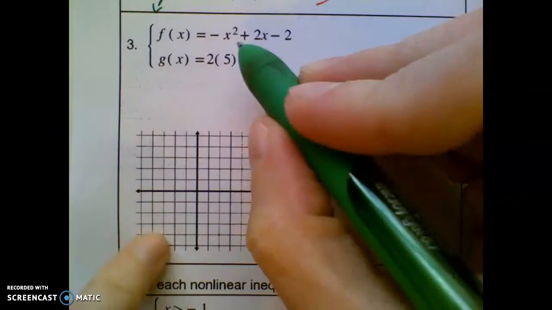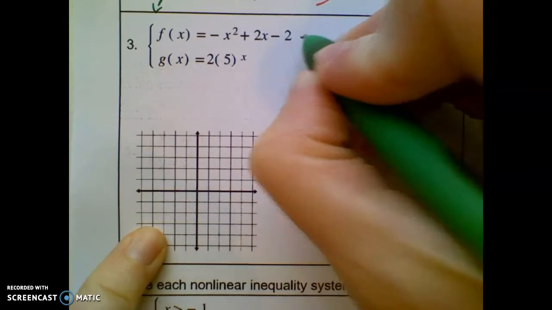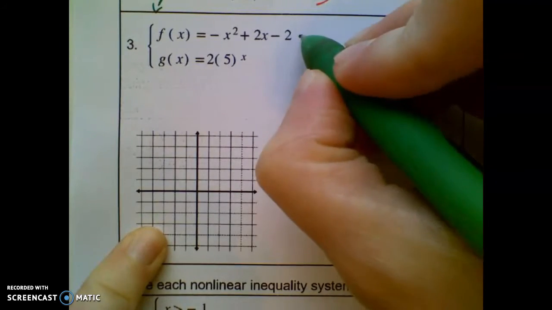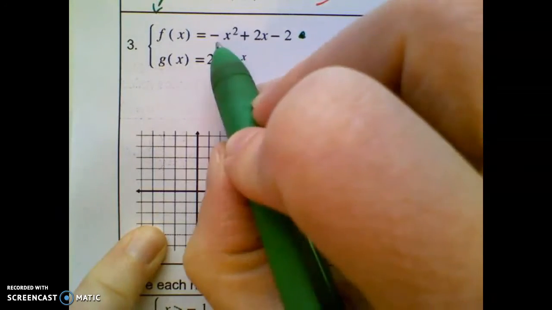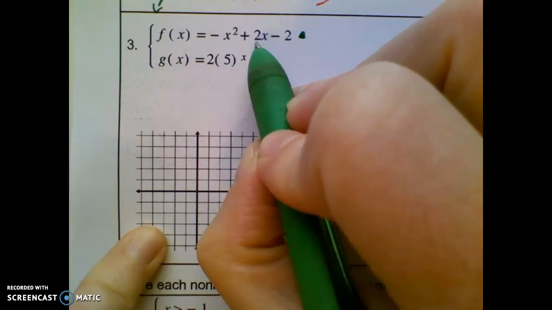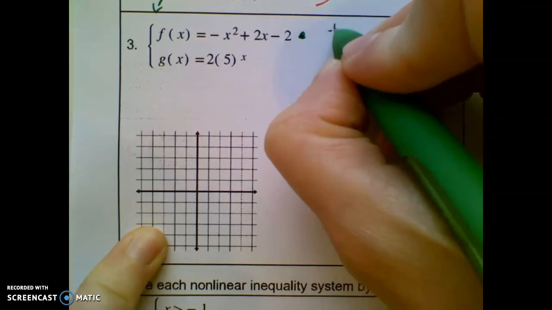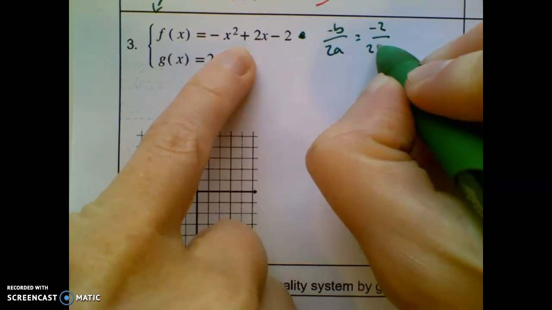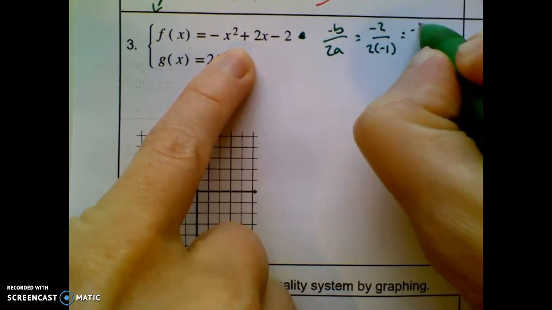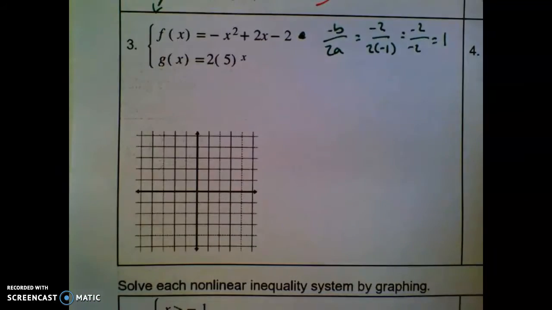All right, next one, we have a quadratic and exponential. So my quadratic, if it was in vertex form, it'd be fantastic, but it's not. It is in standard form. So I'm going to find my vertex by doing -b over 2a. So remember, -b over 2a. So -2 over 2 times -1. -2 over -2 is 1.